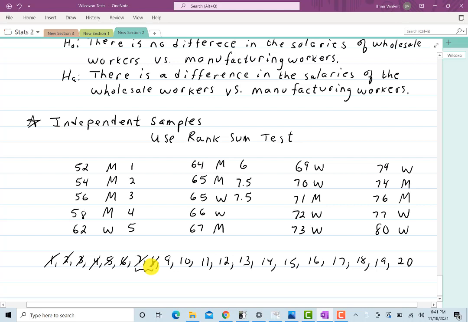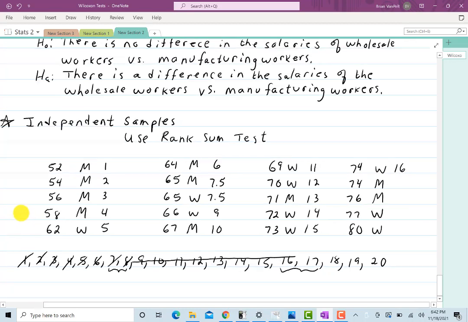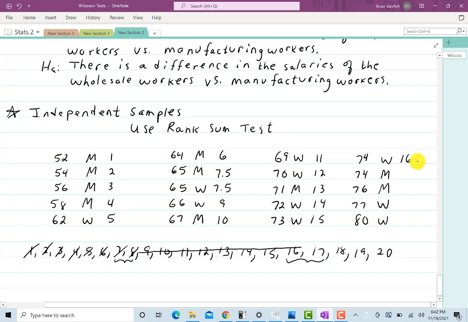All right, continuing on. Next I can get to 9, then 10, 11, 12, 13, 14, 15, 16. So I was able to go all the way to 16. However, I have a pair here that are the same. So I take the average of 16 and 17. The average of 16 and 17 is 16.5. So I'll mark 16 and 17 off. And the rest, I think 18, 19, and 20 work out as they should.